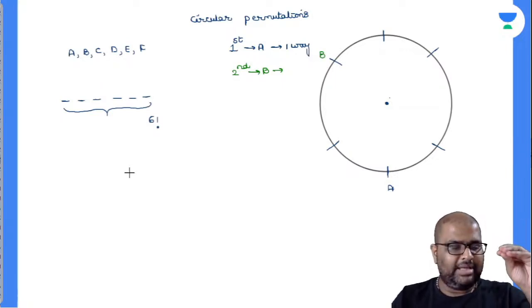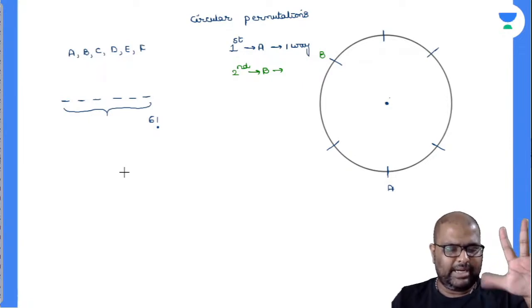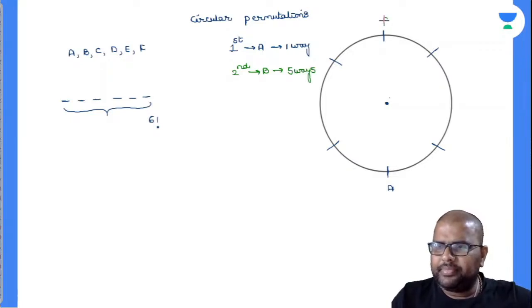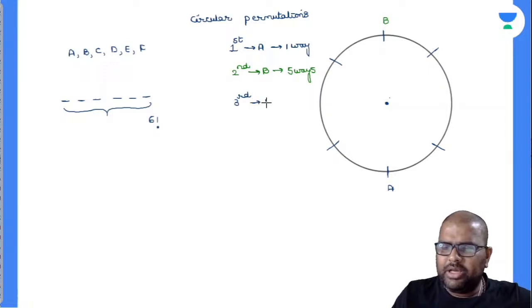So how many ways did you get? Opposite, immediate left, immediate right, second to right, second to left. 5 positions. Am I right or wrong? So automatically the second person can be seated on the circular table in 5 ways. I'll keep B here. Similarly, let's come to the third person, called C. Now let me know, C will be how many ways? 4 ways. Am I right or wrong? 4 ways. So on, so on, so on.